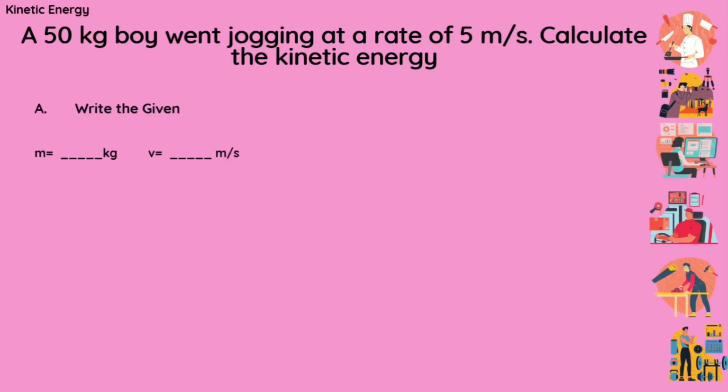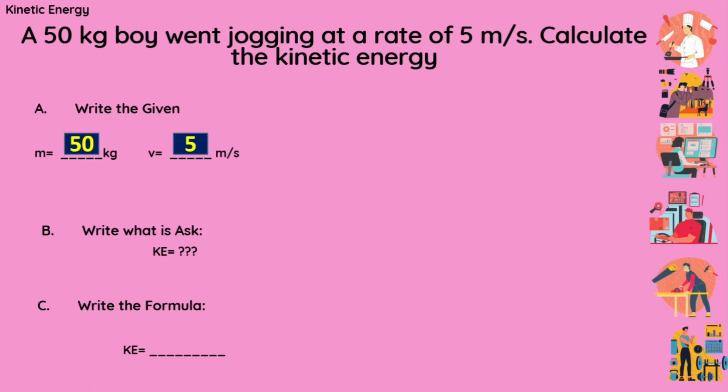Let's start with the given. In the problem, our givens are the following. The mass is 50 kilograms. The velocity is 5 meters per second. Next, we have to write what is asked. So, we are looking for the kinetic energy of the boy.